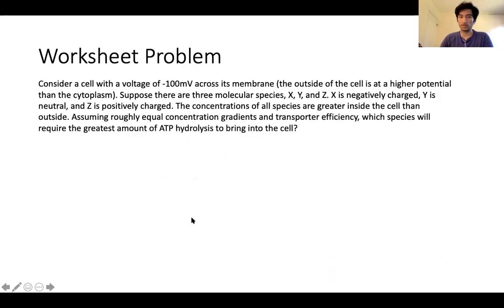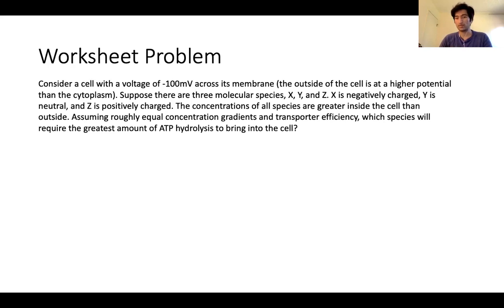And so really quickly, just to go over the worksheet problem. Consider a cell with a voltage of negative 100 millivolts across its membrane. So the outside of the cell is at a higher potential than the cytoplasm. Suppose that there are 3 molecular species, X, Y, and Z. X is negatively charged, Y is neutral, and Z is positively charged.